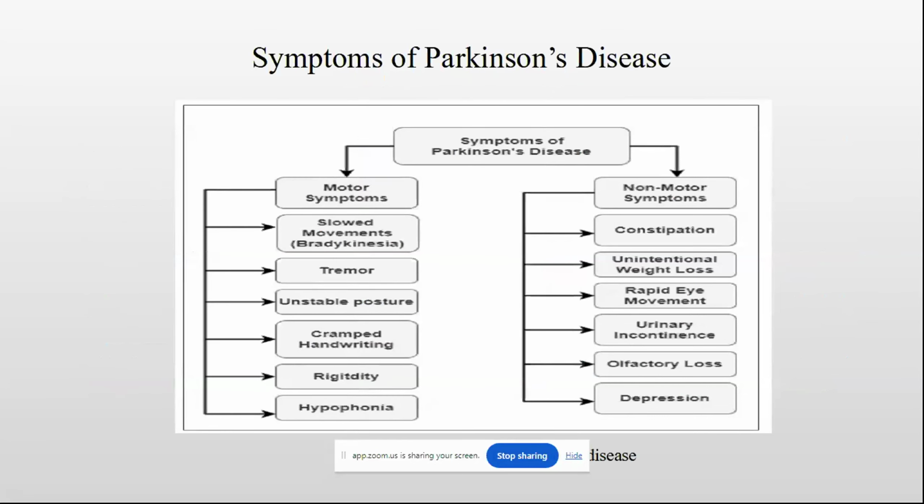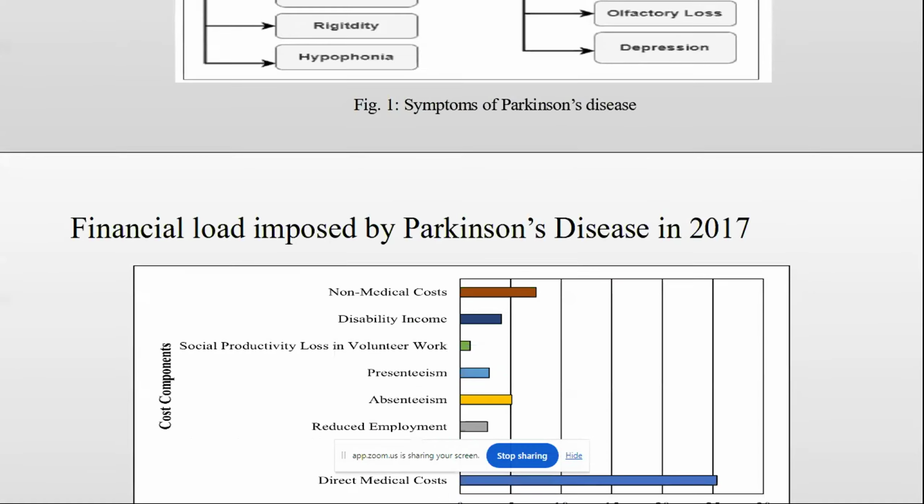So these are the main symptoms of Parkinson disease, which can be categorized in two categories: motor symptoms and non-motor symptoms. Motor symptoms include slowed movement, tremors, unstable posture, cramped handwriting, rigidity, and hypophonia. And non-motor symptoms include constipation, unintentional weight loss, rapid eye movement, olfactory loss and depression.